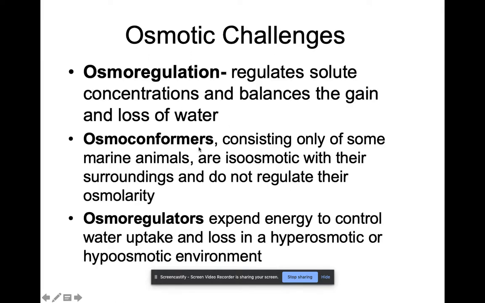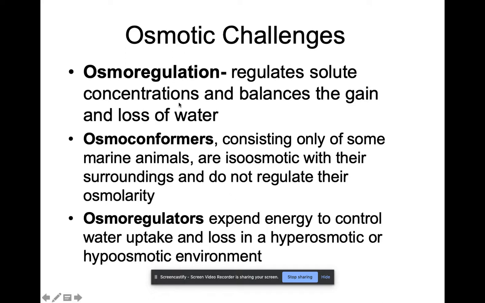If I conform, I'm going to conform to my environment. Wherever I'm at, I'm going to conform to it. So they do not regulate. If I'm in salt water, my urine is going to be more... well, we'll figure it out. I don't want to give it away just yet.